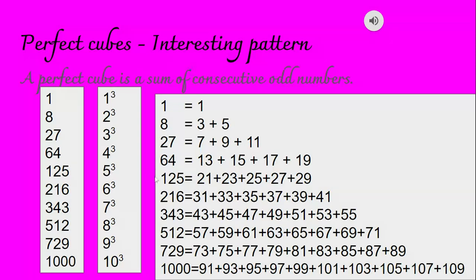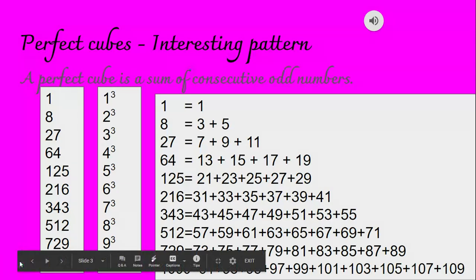So now you see this pattern. What would you understand? That every perfect cube is equal to the sum of consecutive odd numbers, and how many odd numbers are summed depends on whose cube that number is, isn't it? So, for example, 125 is the cube of 5. So, that means it would be the sum of 5 consecutive odd numbers. So, this is the interesting pattern which is seen for the perfect cubes.